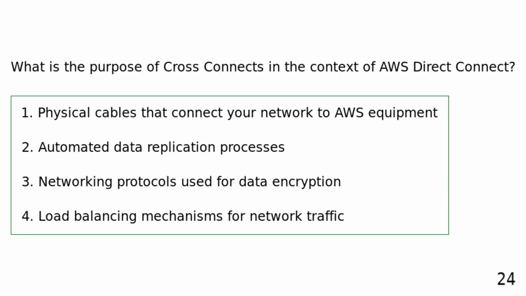What is the purpose of cross-connects in the context of AWS Direct Connect? Physical cables that connect your network to AWS equipment. Automated data replication processes. Networking protocols used for data encryption. Load balancing mechanisms for network traffic.